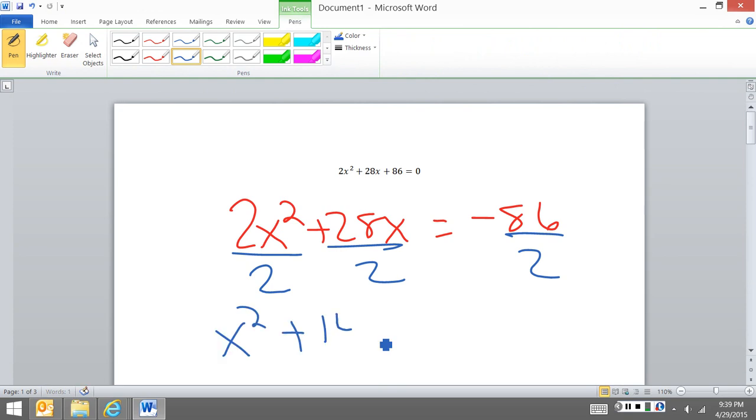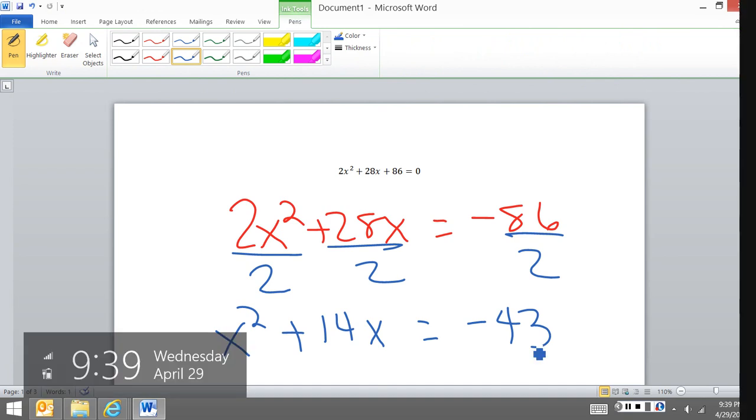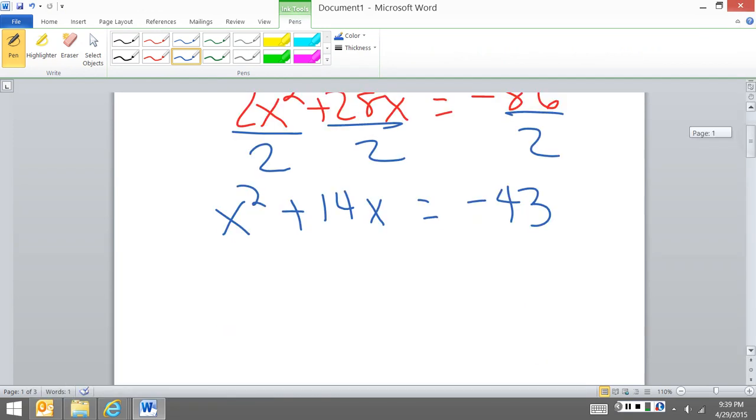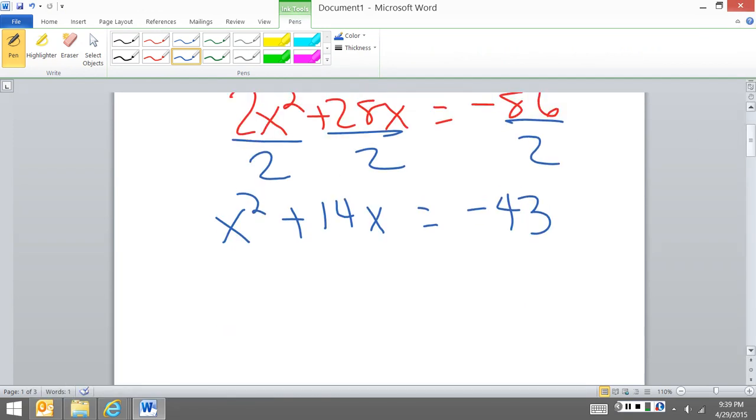Then in completing the square, the next thing we need to do is take this middle b, so in this case 14, and multiply it by 1/2, which is 7. And that number's squared and added to both sides, so I'm adding 7 squared to both sides.